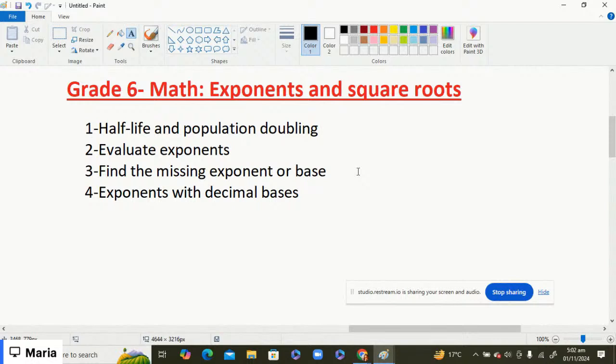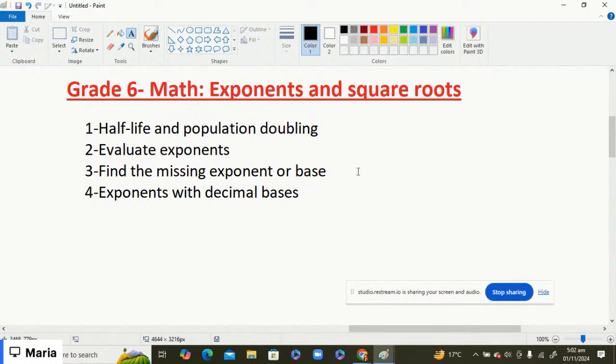The third lesson is find the missing exponents or base. Then exponents with decimal bases. That is the first lesson.